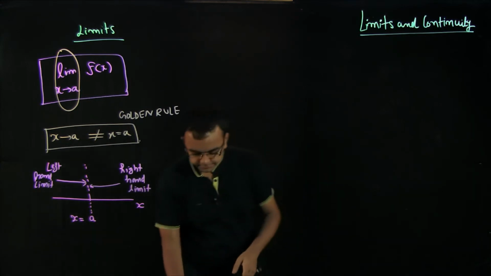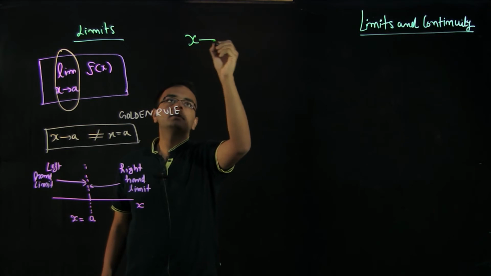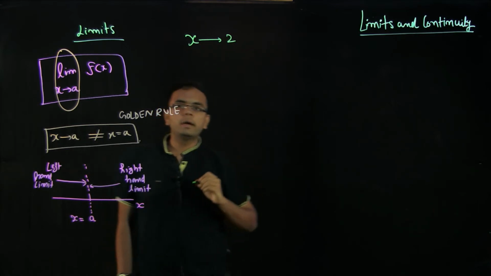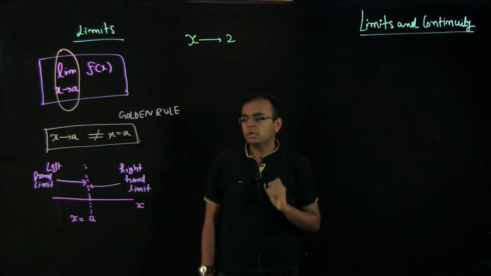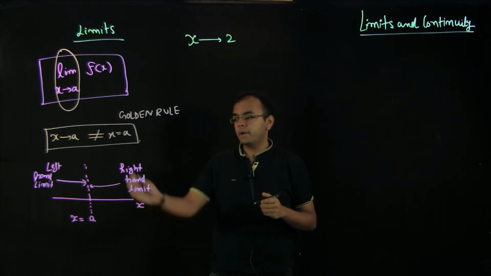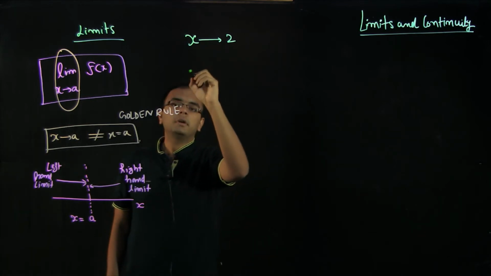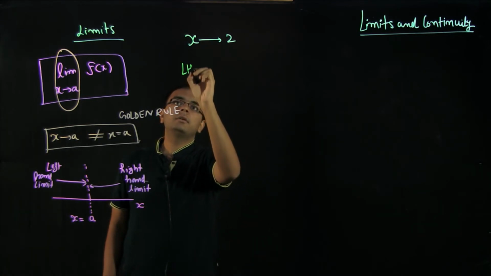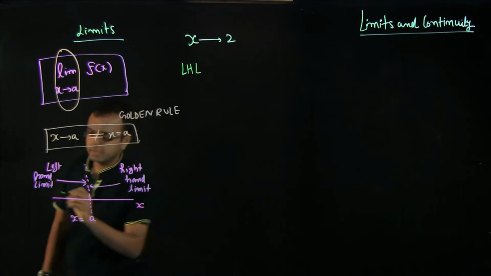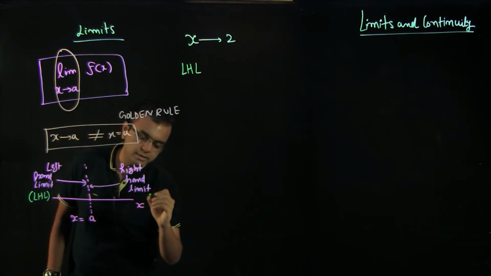So let us say x approaches 2. Okay, I am saying that x approaches 2. Now conventionally we will write LHL for left hand limit, and right hand limit is RHL.